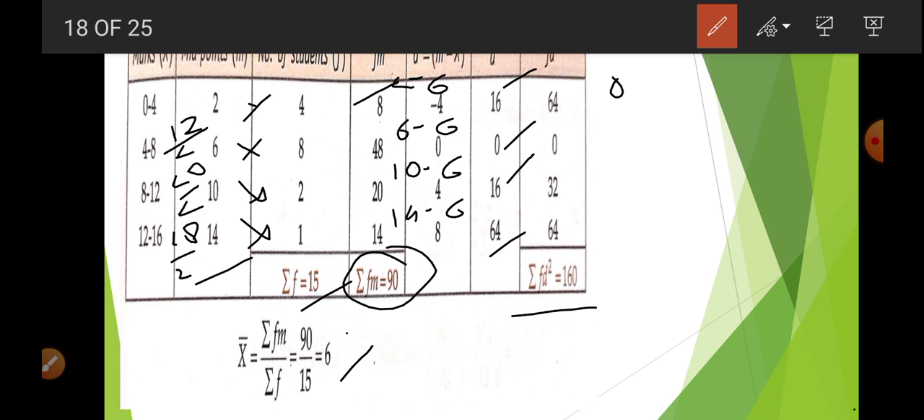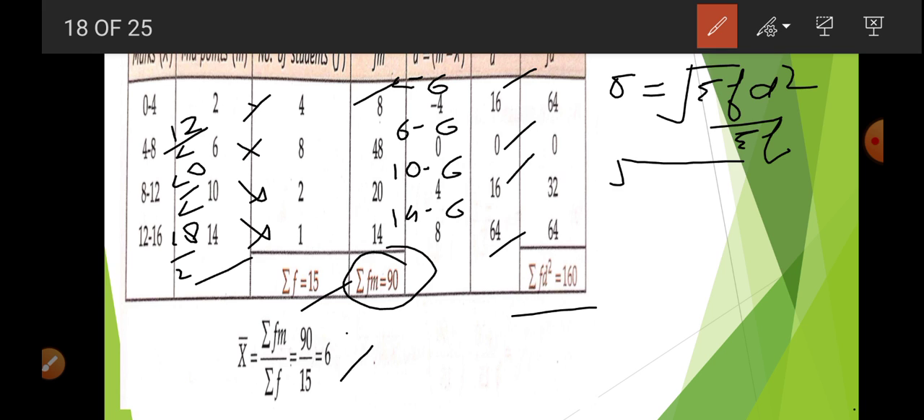Now write the equation. Under root sigma fd square upon sigma f. So it is under root 160 upon 15. So what do we get?